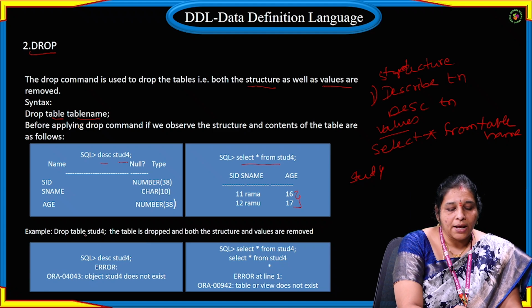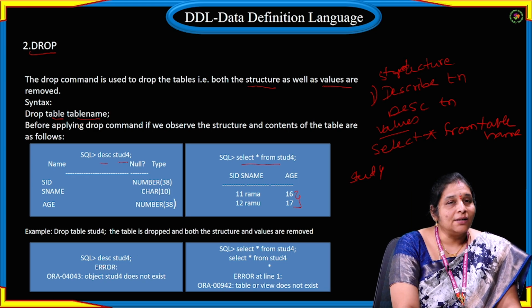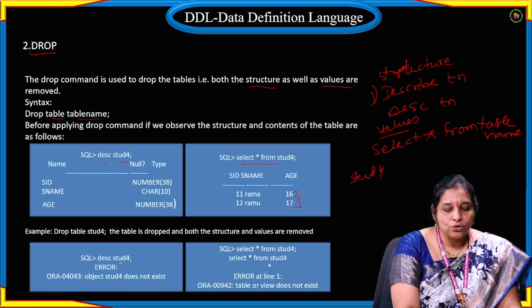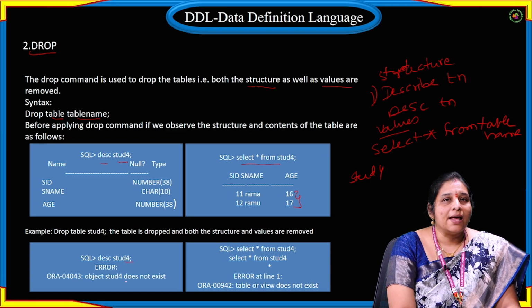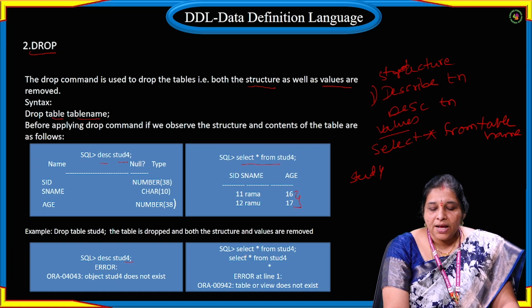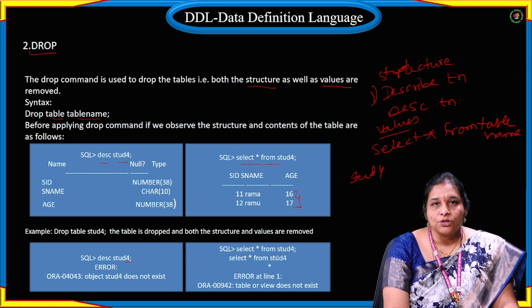Now, I am applying the drop command, drop table name. The table name is student 4. When I applied that, I am going to check the structure once again. So, describe student 4. Now, I am getting the error, object student 4 does not exist. And when I check the contents of this table, select star from student 4, I am going to get the error, table or view does not exist.